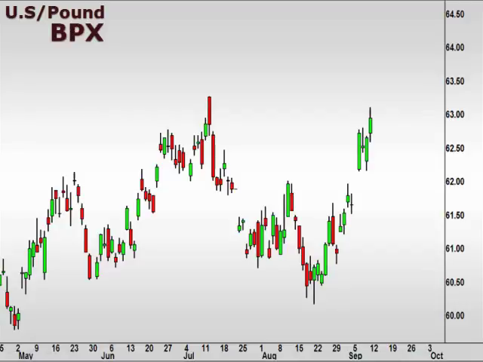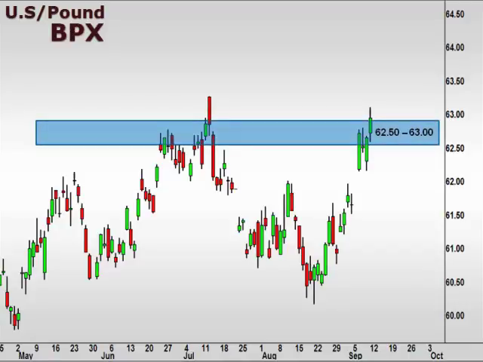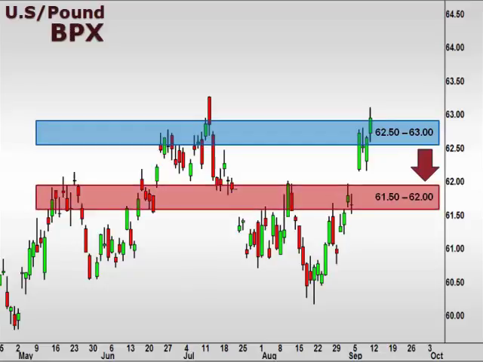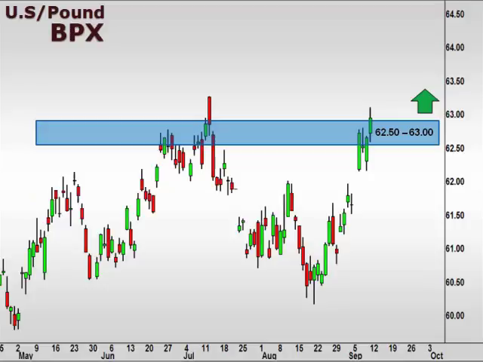Let's take a look at the US dollar versus the British pound as seen here in the ISE FX Options pair value BPX. Well, the BPX is hitting a resistance level at the 62.5-63 zone. Rejection here is likely to retrace back down to test support at 62. A break above 63 should yield a continuation higher.